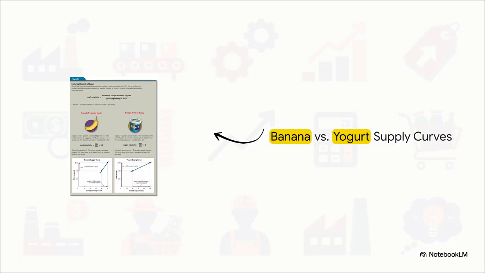Graphing these two side by side shows us exactly what this looks like. Notice the really steep slope of the banana curve? That shows that a massive 50% price increase yields only a tiny little bump in supply. That's the classic hallmark of inelasticity. Meanwhile, that flatter yogurt curve shows highly elastic supply. That exact same price jump triggers an absolute flood of new product hitting the market.